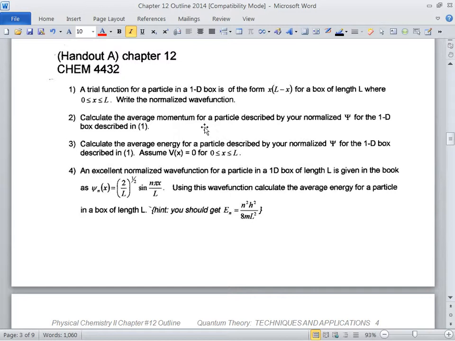But in handout A, this is going to be the homework for Monday. See, in handout A, you're going to derive that. You're going to start with the wave function for a particle in a box, the one that Kevin said is normalized, and you're going to derive and get the energy, right?